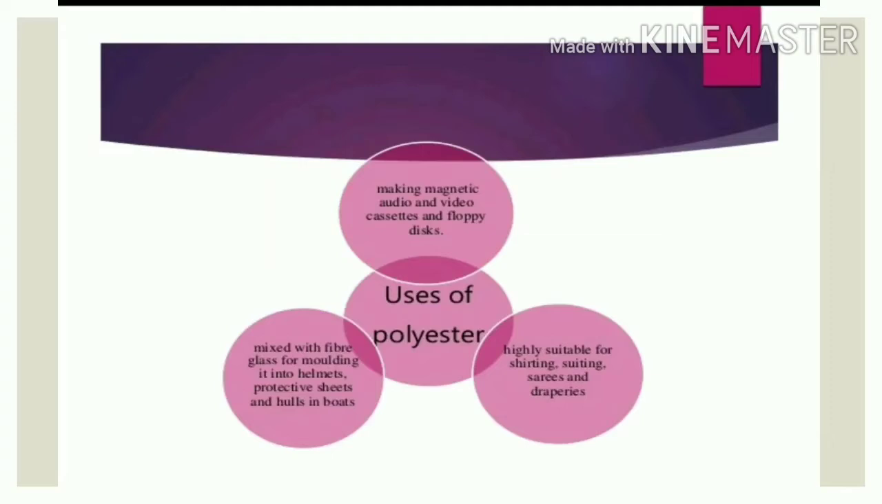So, uses of polyester: making magnetic audio and video cassettes and floppy disks, and they are highly suitable to make any kind of dress materials. Then they are mixed with some fiberglass for molding into helmets, protective sheets and hulls of boats. Because they are very durable, that means they are a very strong kind of fiber.